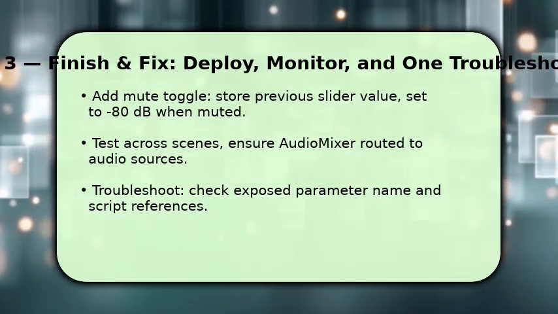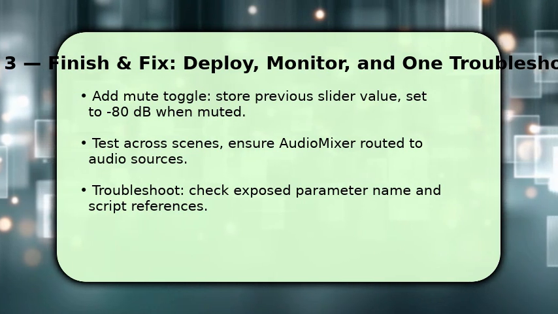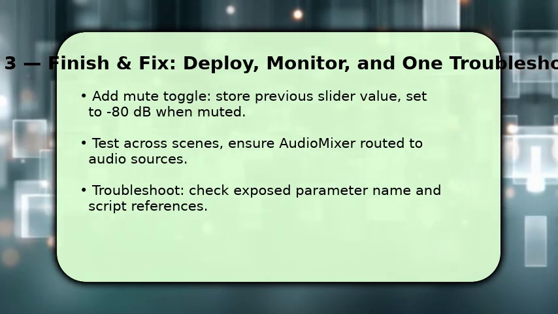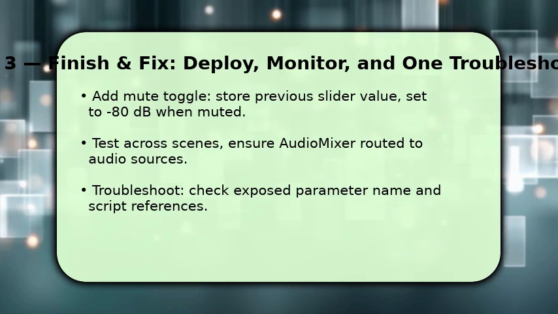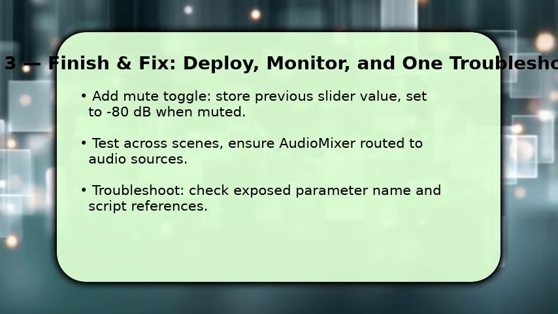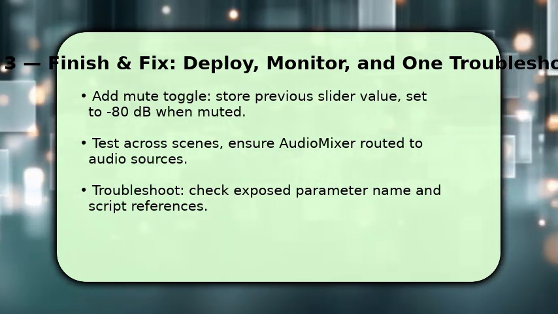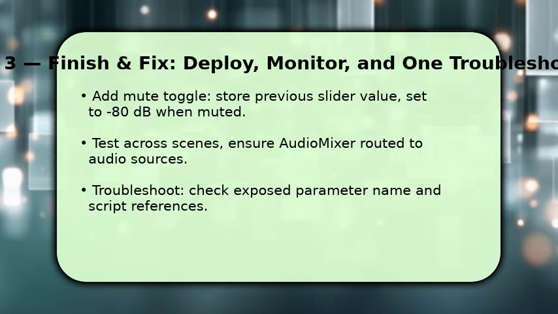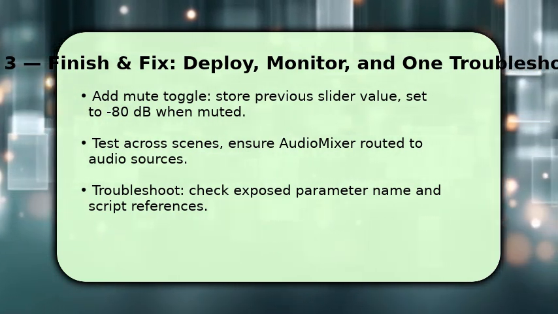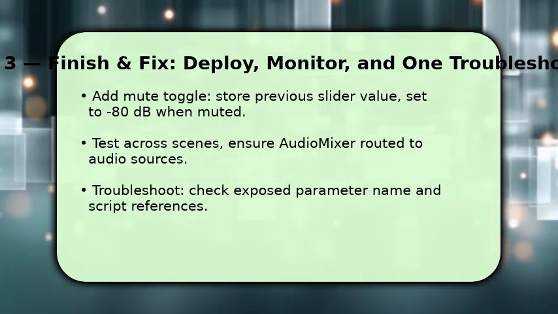Add a mute toggle that stores the previous slider position and writes -80 dB when muted, then restores the value when unmuted. Once done, verify all audio sources route through the mixer group you control, and make sure scene transitions preserve PlayerPrefs or use a persistent audio manager.